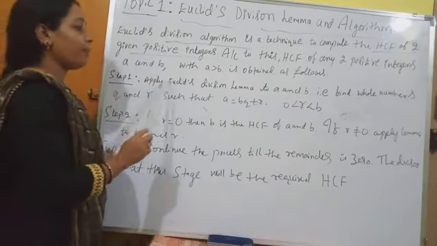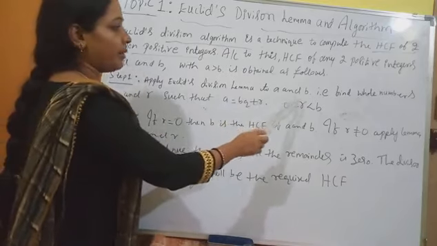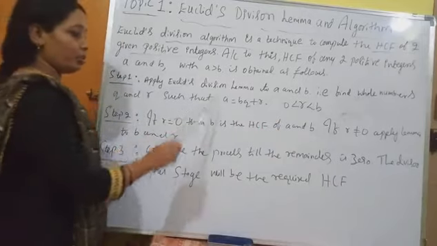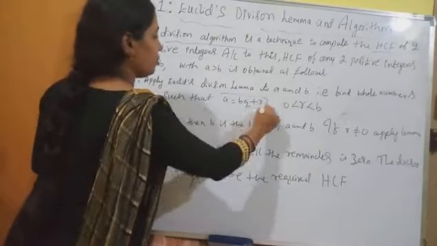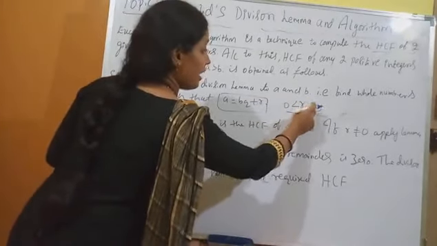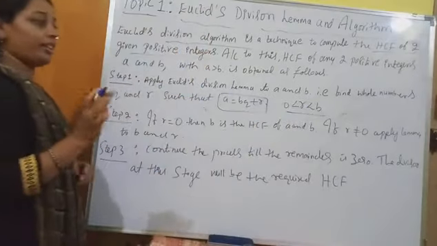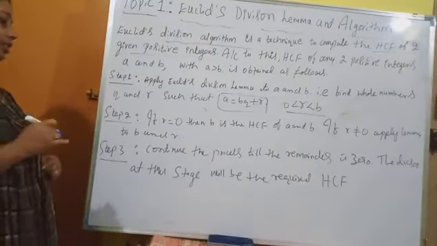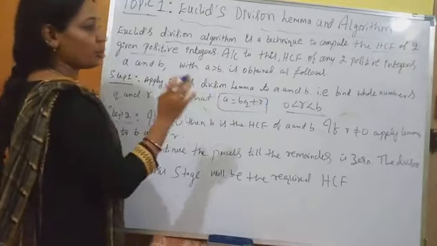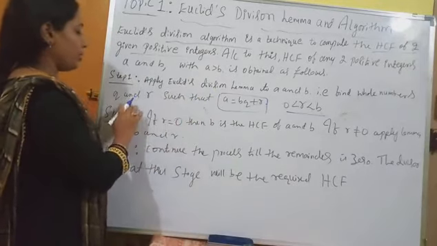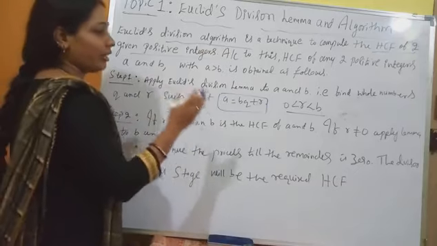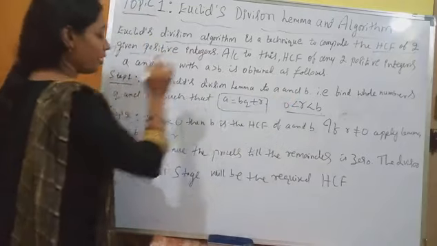Step number 1. Apply Euclid's division lemma to a and b. That is, find the whole numbers q and r such that we express it in the form a is equal to bq plus r. Always we know that r is less than b and greater than or equal to 0. Step number 1: apply Euclid's division lemma to a and b, that is, find whole numbers q and r such that a is equal to bq plus r, where r is less than b.